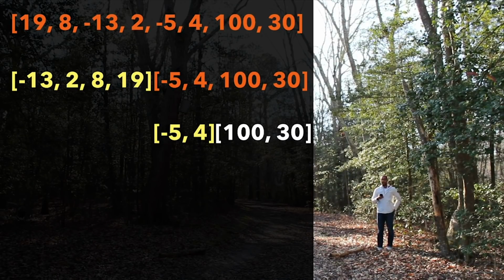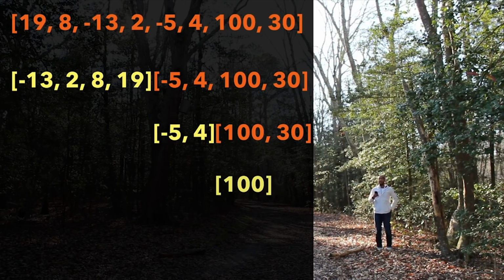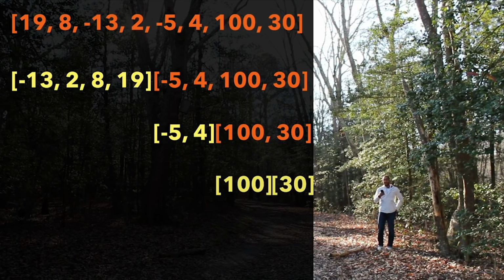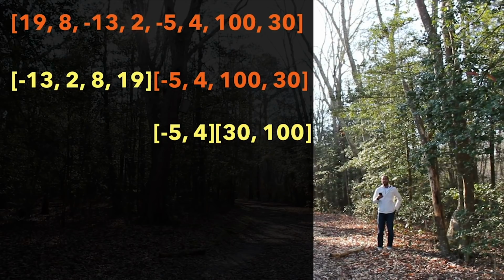We need to sort 100, 30, and then we go left, and then we need to sort 100. 100 is sorted, return. And then we go right, and then 30, and then 30 is sorted, return. And now we have two sorted arrays to work with. We have 100 and 30. We merge those two sorted arrays, which we can do in m plus n time, or linear time with respect to each array. And then we have 30 and 100.